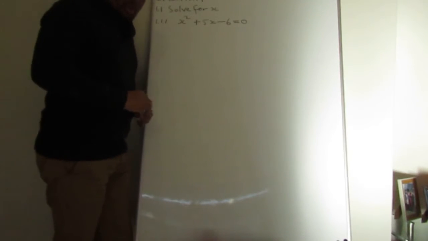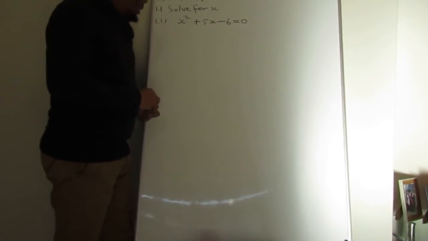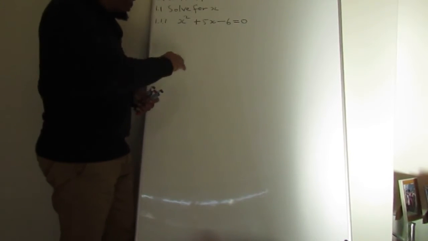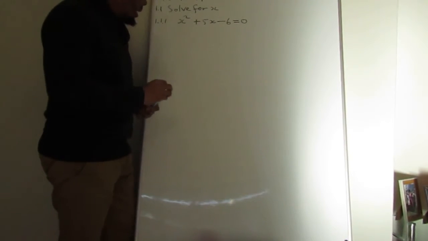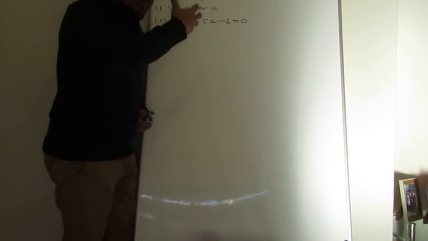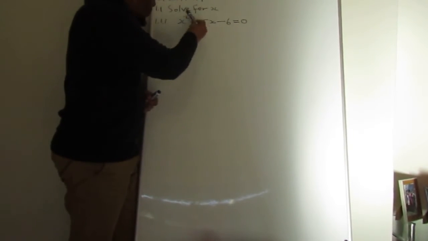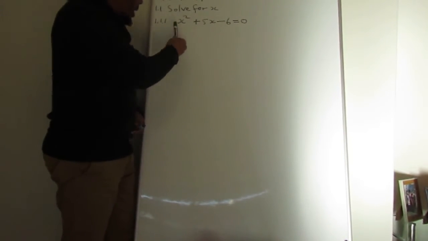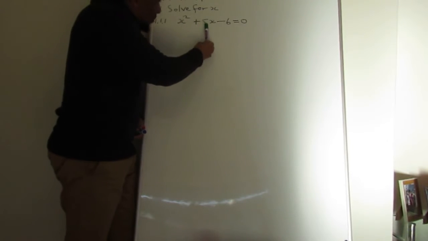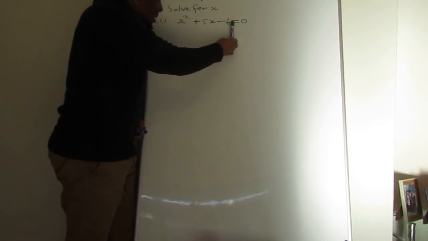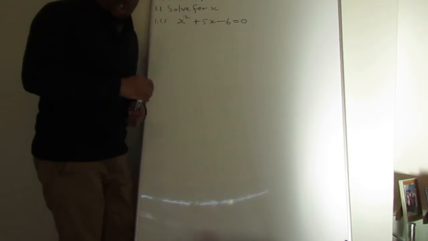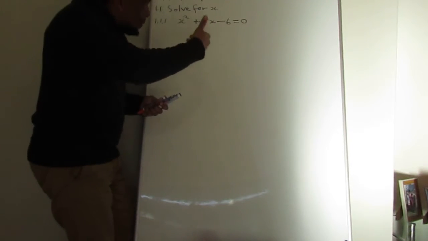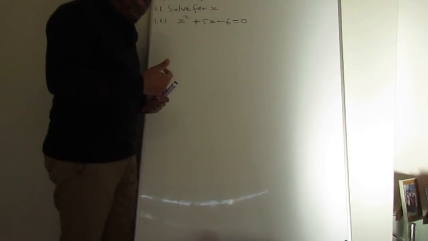Now let us continue with mathematics. The question here says, solve for x, if x squared plus 5x minus 6 is equal to 0. How do I approach a question like this?